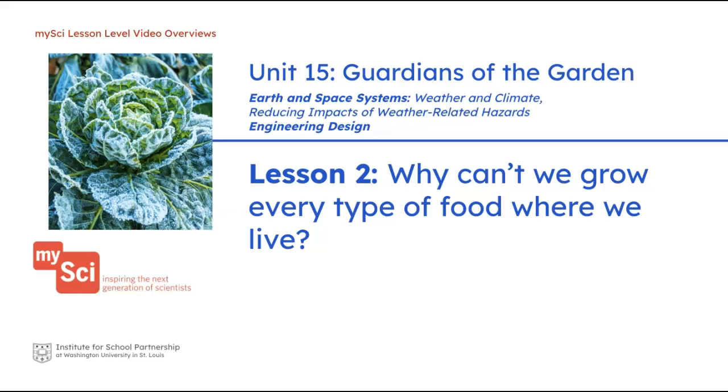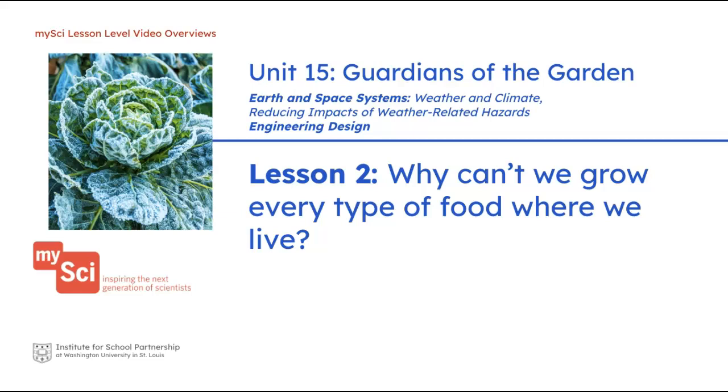In this lesson, students will work to answer the question, why can't we grow every type of food where we live? Students use ingredient cards that show the growing needs of various plant foods for a recipe. They combine this information with weather patterns to determine if the foods can be grown in the Missouri climate or not, and if not, which climate type the food can be grown in.